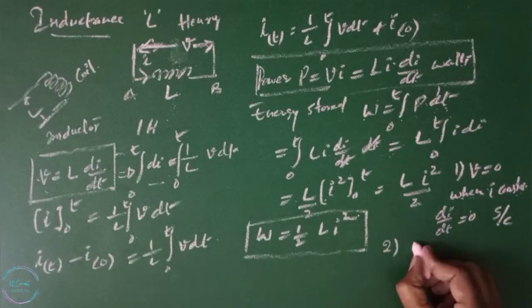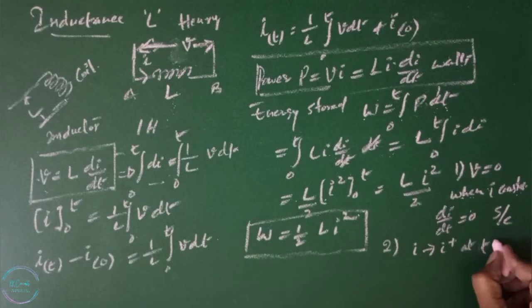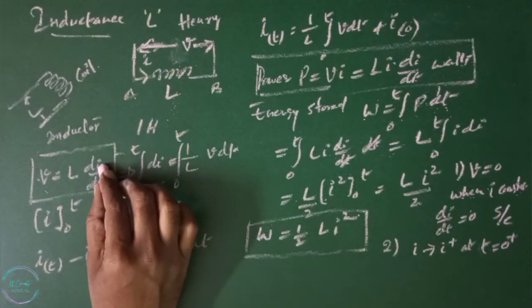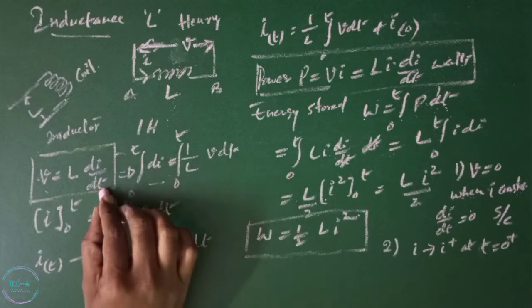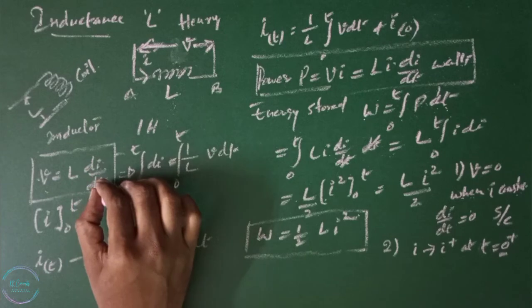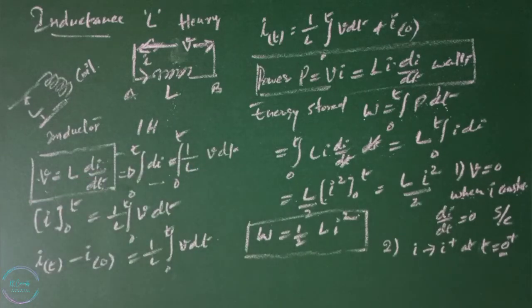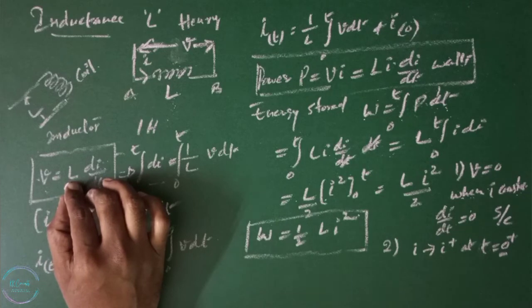Second conclusion, if I is increased to I plus at t equals 0 plus, for a small change of I, that is nothing but I is increased but t is still at 0, then some amount divided by 0 is nothing but infinity, then V will be infinity. This is not possible practically. So in an inductor, the current cannot be changed suddenly or abruptly, or the inductor doesn't allow sudden changes in the current.